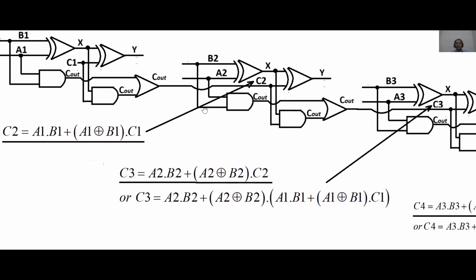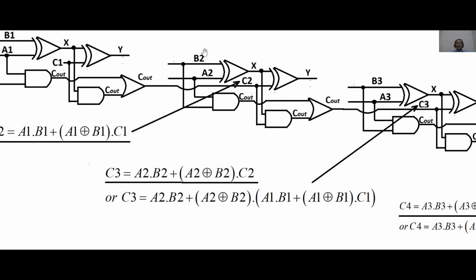Now going ahead, the next digits are B2 and A2. They are added with the help of this XOR gate. The carry developed is equal to the AND of B2 and A2. Similarly, the carry developed by the input carry plus the addition of A2 and B2 is by the help of this AND gate. That will be A2 XOR B2 dot C2, and both are entering an OR gate, so we apply the plus sign. So C3 is this.